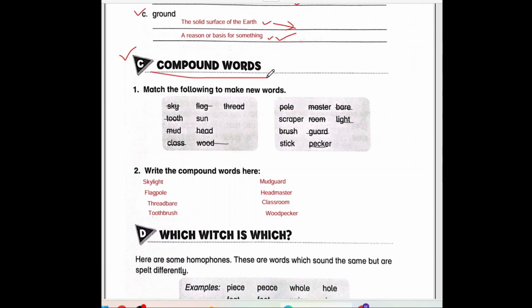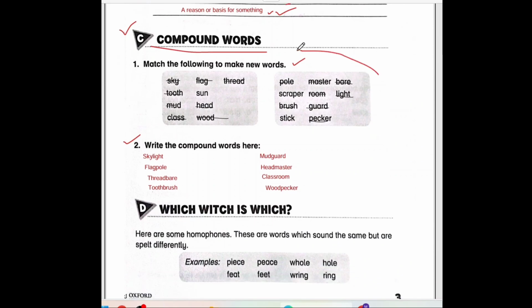Okay, now let's do the part C, compound words. Do you know what are compound words? Words that can be made with the help of two words and having their individual meanings. Now let's do it. I did it for you. Look, you can make the following to make the new words. So here are the new words. It is not necessary to use all the words written here. Normally, we used to make common compound words.